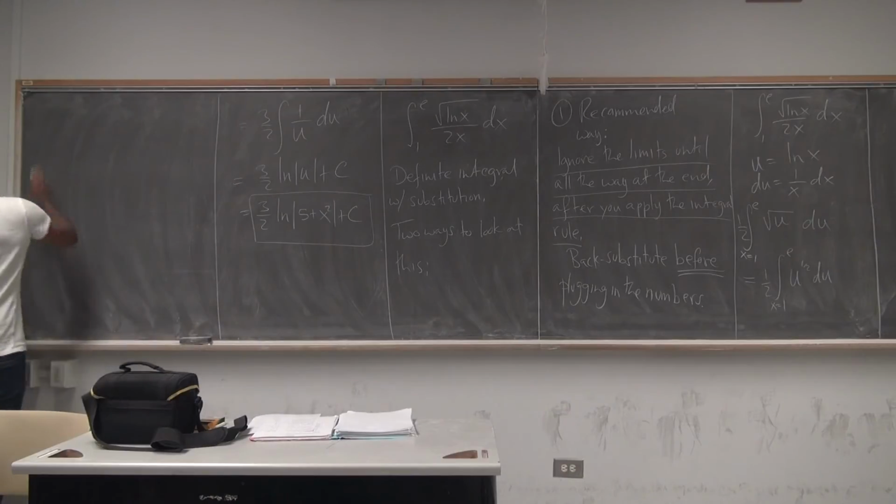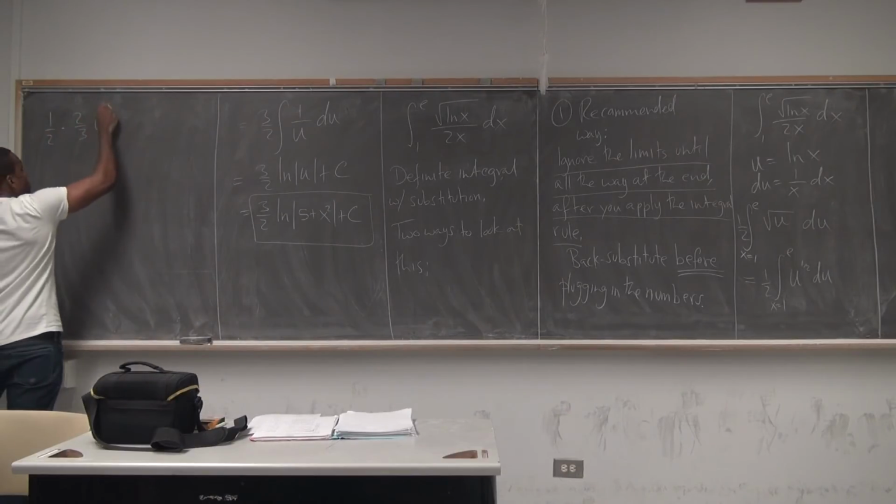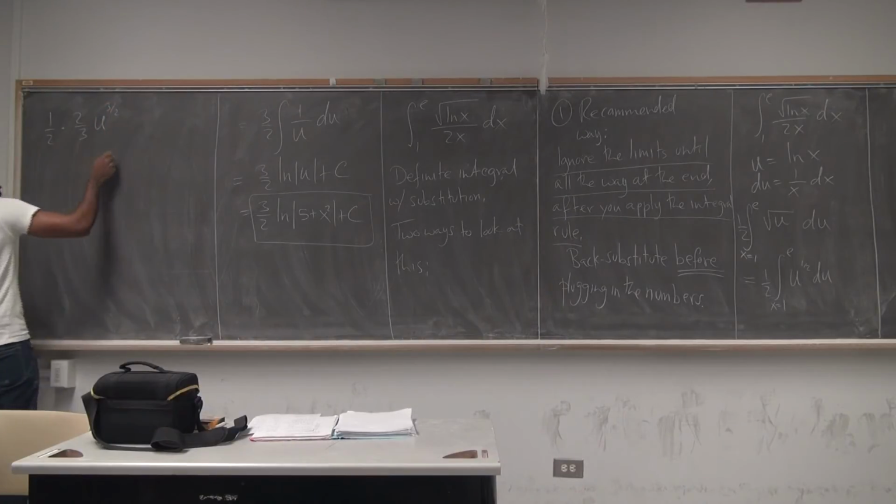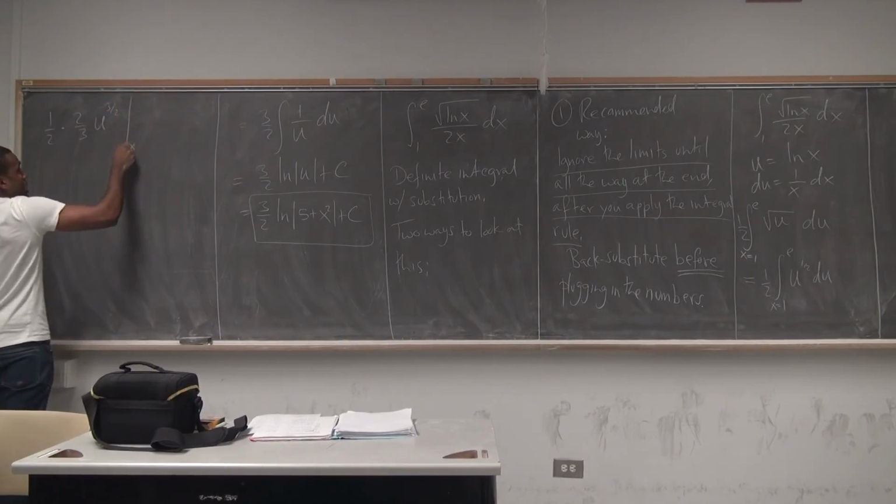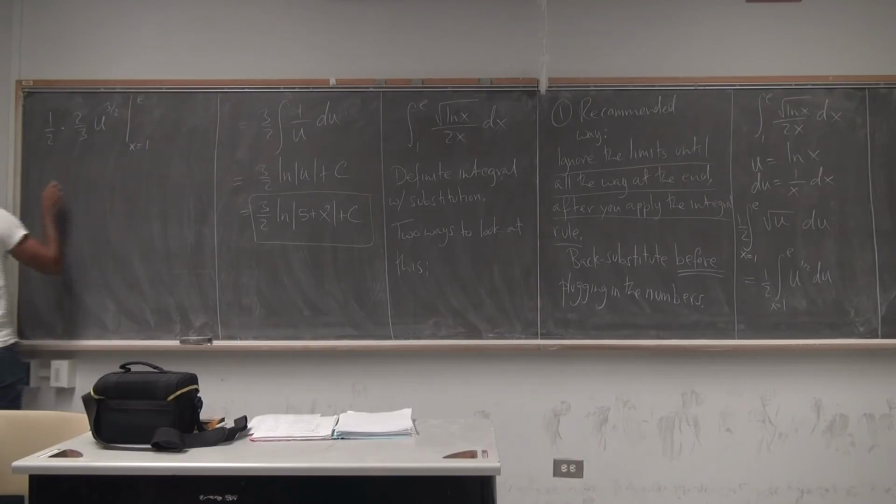And you integrate that, what do you get? So you have 1/2 times 2/3 u to the 3/2 between x equals 1 up to e. This is 1/3 u to the 3/2, x equals 1 up to e. So the limits tag along, but I keep reminding myself they're supposed to be plugged into x's, not u's. So before I plug in these numbers, I'll just back substitute first to get the final answer here. u was ln x.